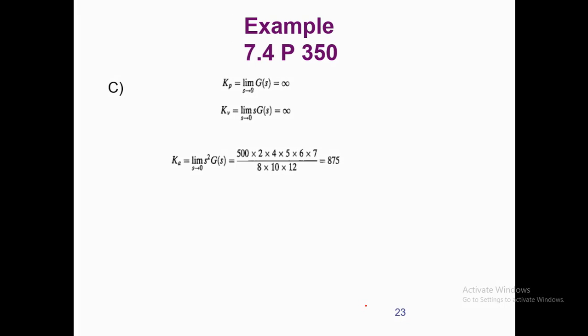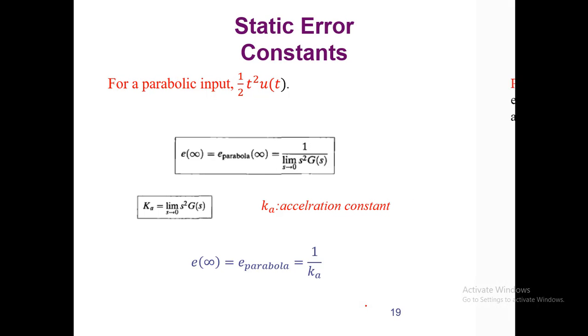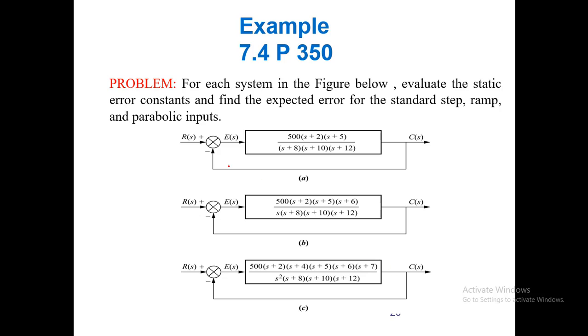By seeing the images of the system, you can find the type of the system. This is a type 0 system because there is s power 0 in the denominator. This is s power 1 in the denominator, and this is s power 2 in the denominator. So depending upon the power of s, you can put the type. There are three types: type 0, type 1, and type 2.